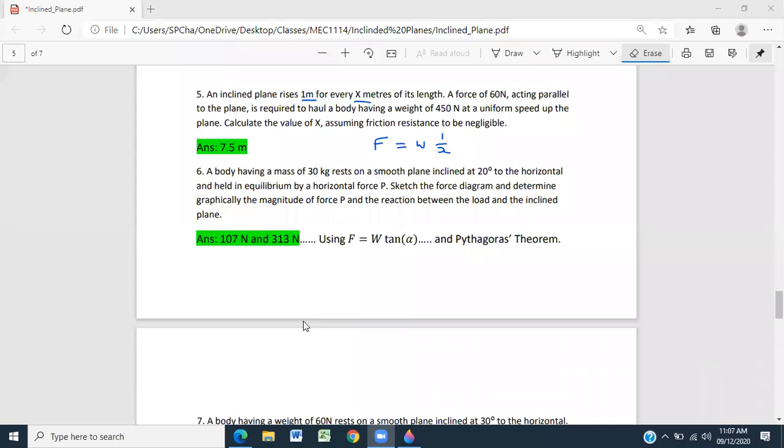Yes, sir. 7.5. Yes, sir. All right. Anyone had any problems finding 7.5 or unsure about how we get this formula? Anything like that? Okay. All right. So we could solve number 5 easily, right?